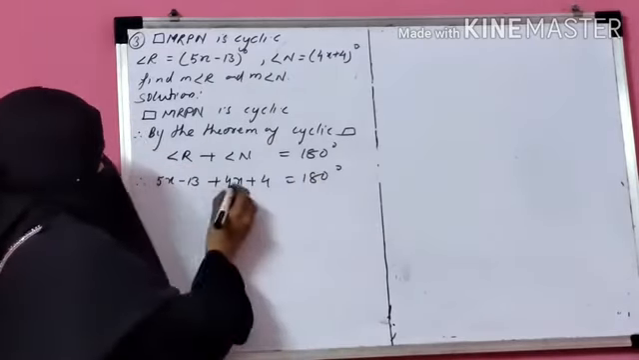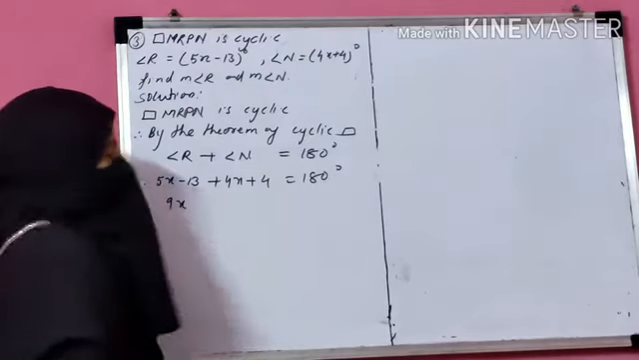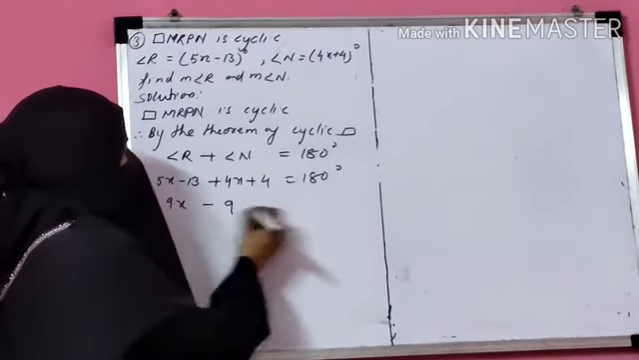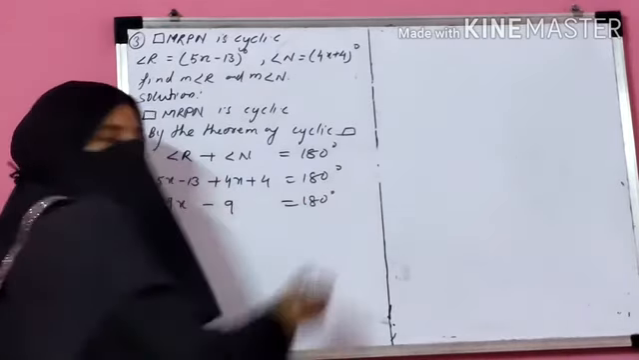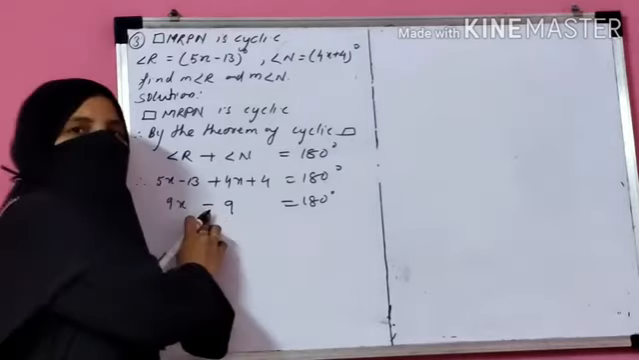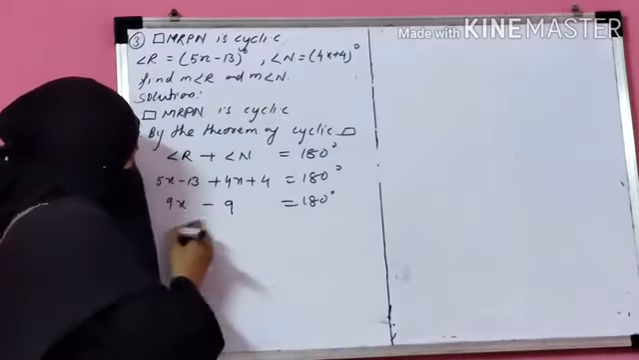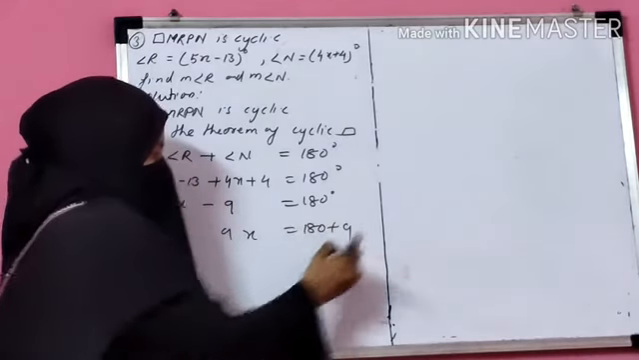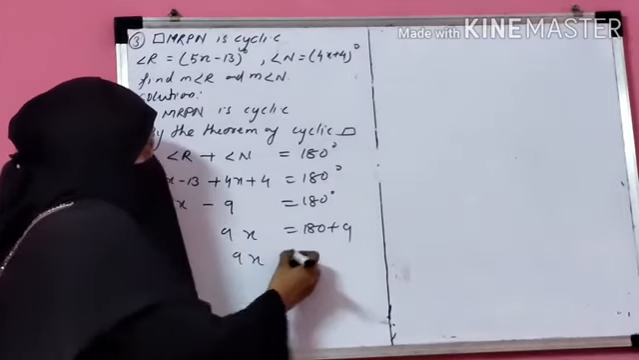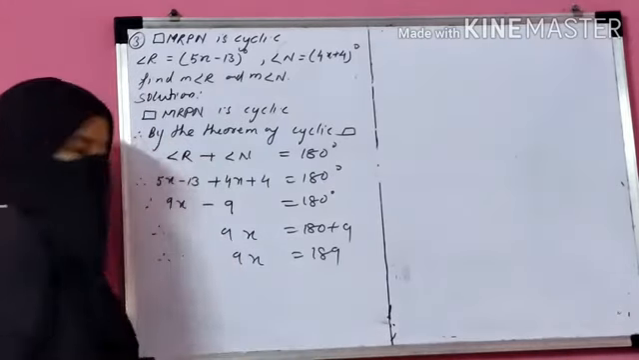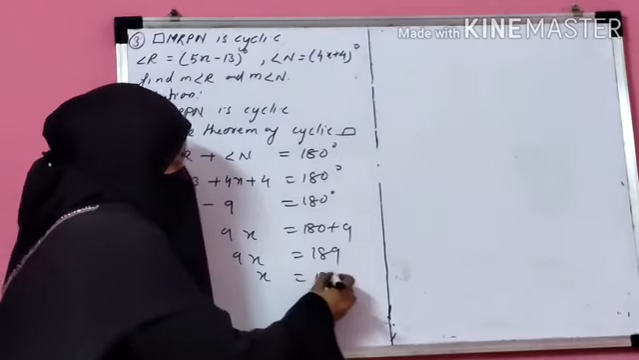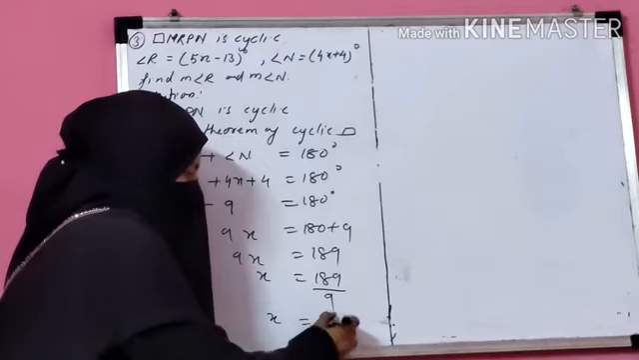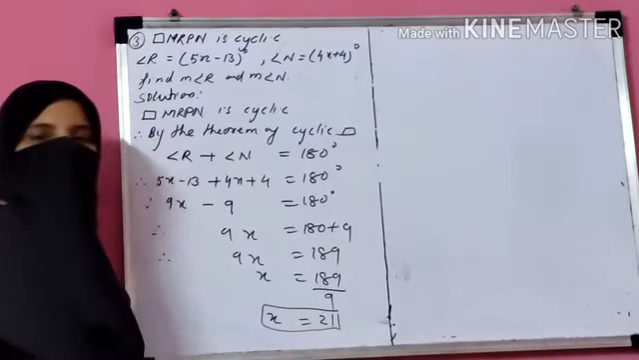Okay. 5x plus 4x is nothing but 9x. Minus 13 plus 4 is nothing but minus 9, is equal to 180 degrees. So minus 9 on that side goes to plus. So therefore 9x is equal to 180 plus 9. So 9x is equal to 189. So x is equal to 189 divided by 9. 9 2s are 18, 9 1s are 9. X you get 21.